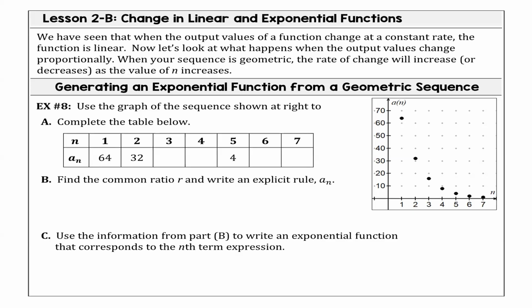So up first here, we have our table. It says use the graph of the sequence shown at the right to complete the table below. So we have in N1 we get 64, at N2 we get 32. How can I find the difference here? Well, not the difference, the ratio.